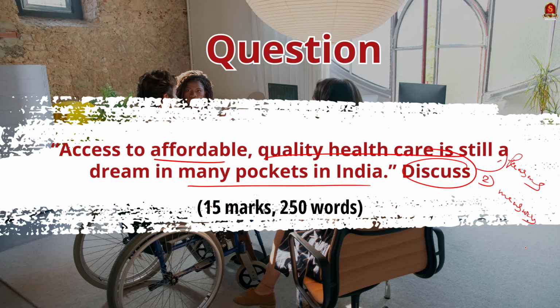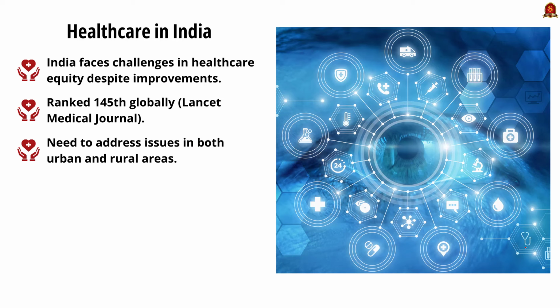Now, starting with the introduction, you can write as follows. With a large and a diversified population, India faces persistent obstacles to health equity, including notable differences in the healthcare outcomes and access. According to the Lancet Medical Journal Global Burden of Disease Study, India ranks 145th among the 195 countries surveyed. This means that even though access to healthcare has been improved over the past 20 years, there is still much work to be done in both rural and urban areas.